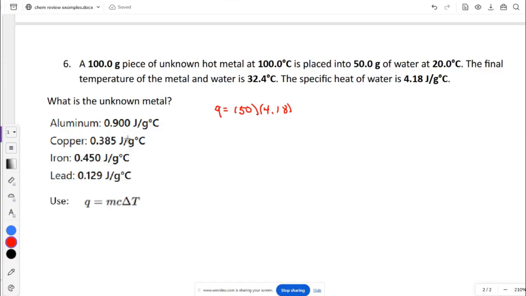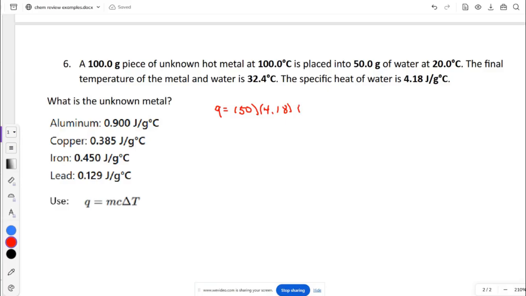If we knew the specific heat of the metal, we would just pick which metal it is, but we don't know it. So that's why we're doing the water first, because we know its specific heat. We can't put in one of these specific heats for these metals because we don't know which metal it is. So we figure out how much energy was used in the water first, and then the change in temperature. So the water started at 20.0 degrees Celsius, and at the end, the metal heated up to 32.4. So 32.4 minus 20 is going to be 12.4.